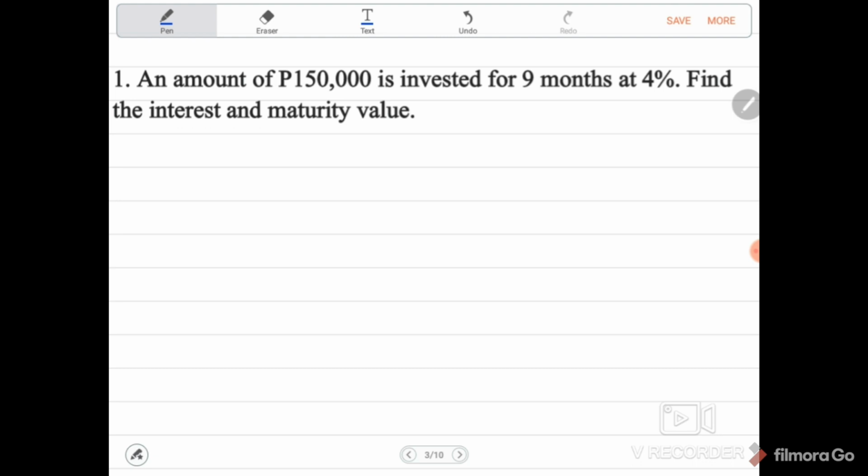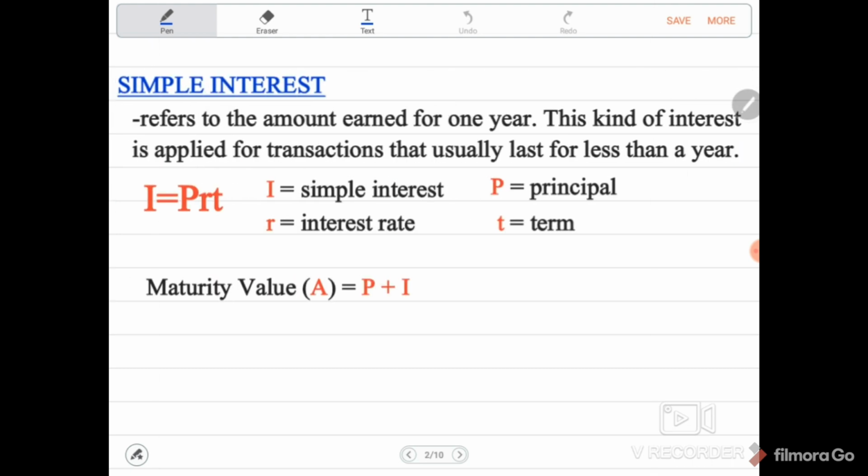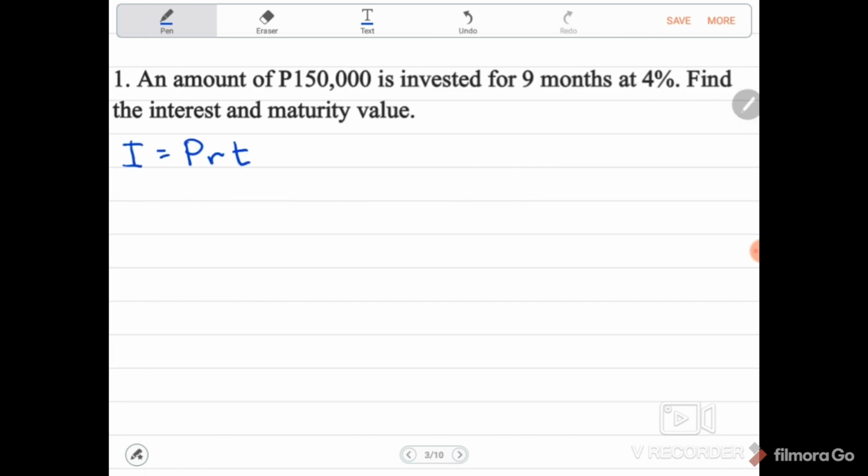So ang hinahanap natin dito is simple interest and maturity value. So the formula for simple interest is I is equal to P times R times T. Ito yan, yung kaninang diniscuss natin, no? Then the maturity value, A is equal to P plus I. So kunin lang natin yung mga given. Ganun lang naman ang technique pag magsosolve tayo ng word problem, eh. So 150,000, that is the principal. P is equal to 150,000.